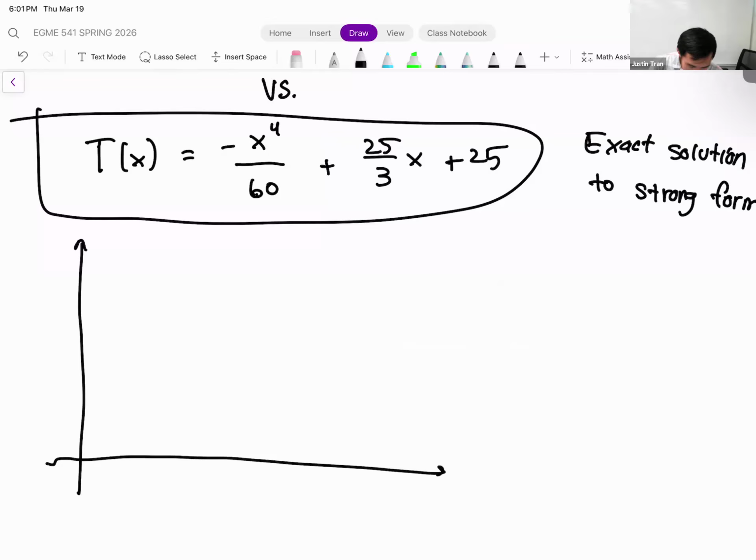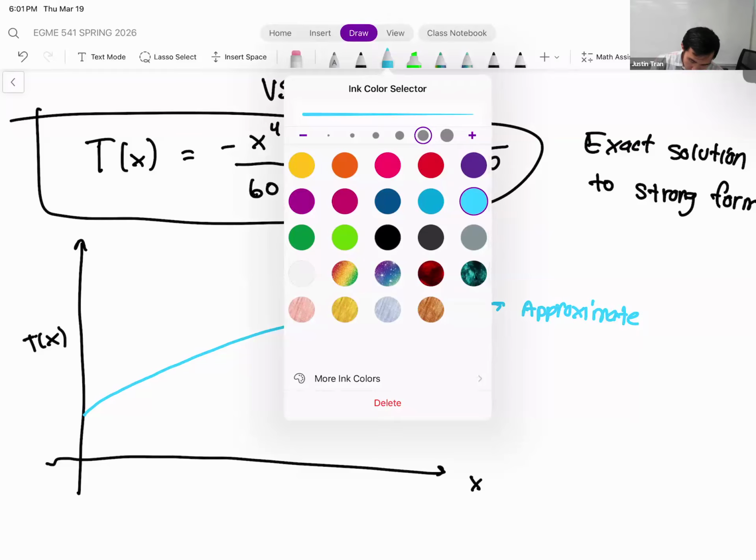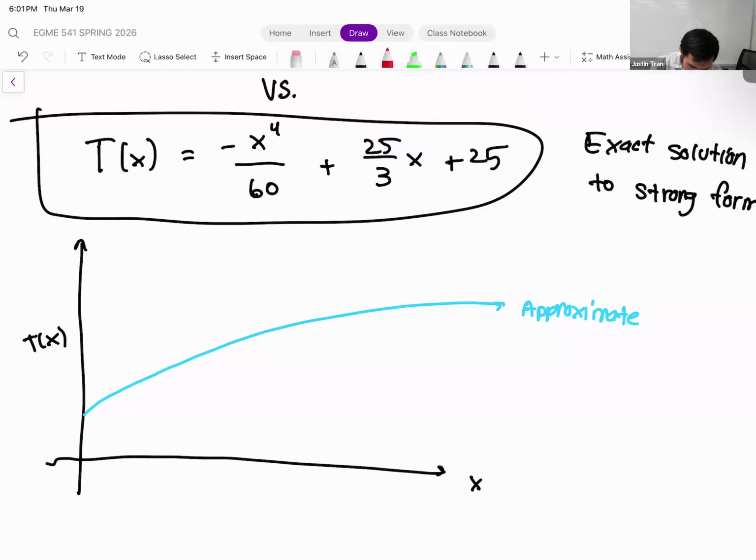If you plot them, that's where it looks most interesting. If you plot your approximate solution, it might look something like this, whereas the exact solution maybe looks something like this. So there are differences. There's no way that an x squared term is ever going to equal x to the fourth, but it does capture the same kind of trends.